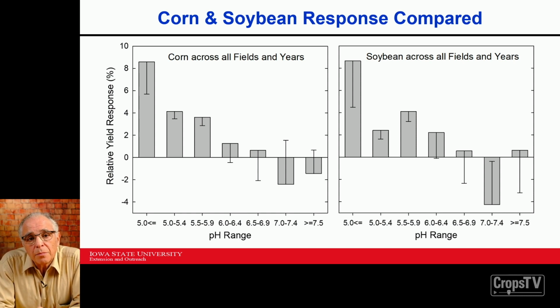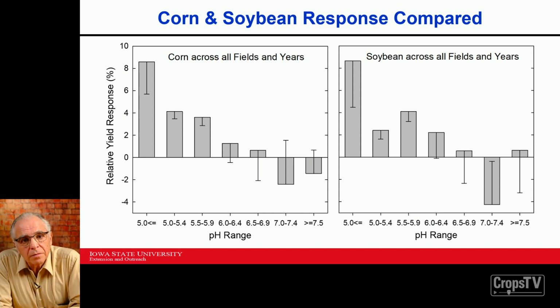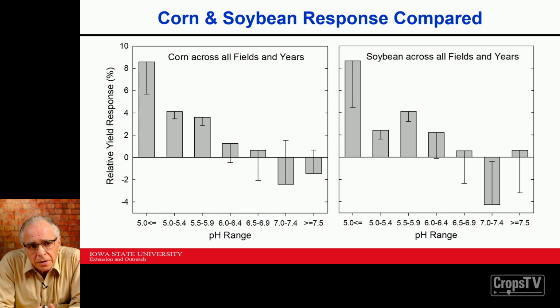Now, take a look at the percent increases. Of course, the prices are different, so a certain percent increase in corn may not mean the same thing as a certain percent increase in soybean. But in terms of the relative response, the response of corn and soybean is about the same in acidic soils. So people have this idea that it's mostly soybean that requires lime. No, corn also needs lime.